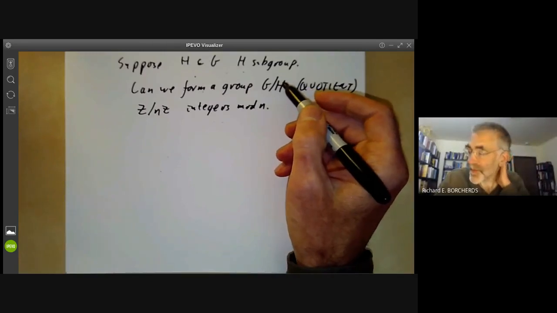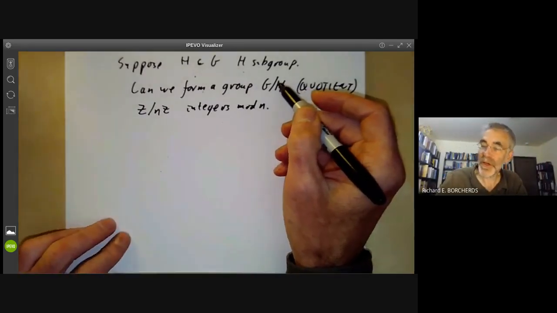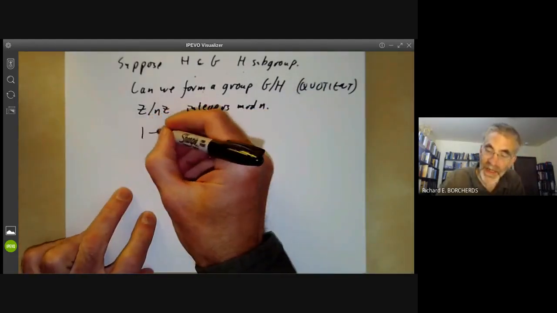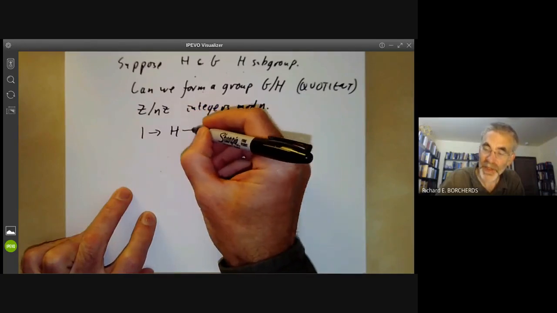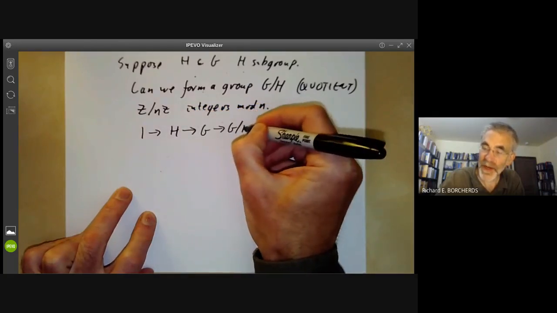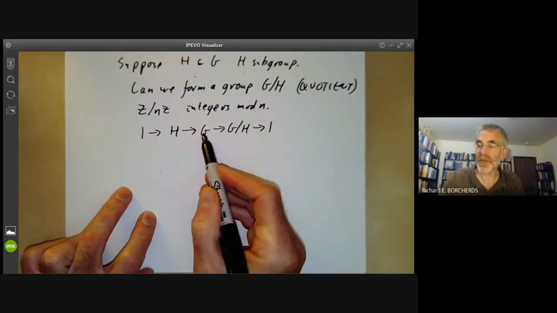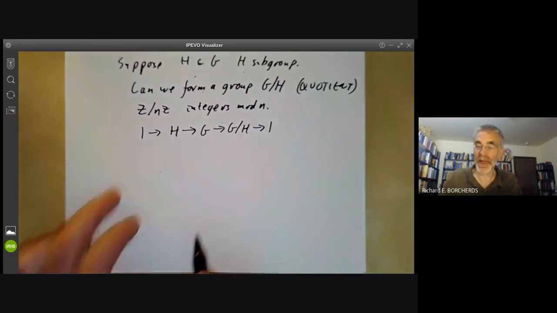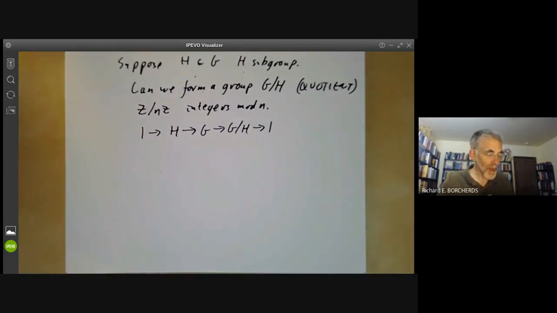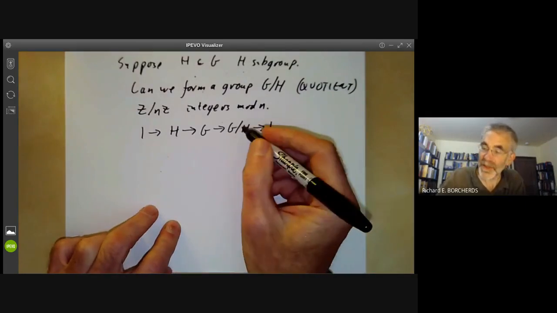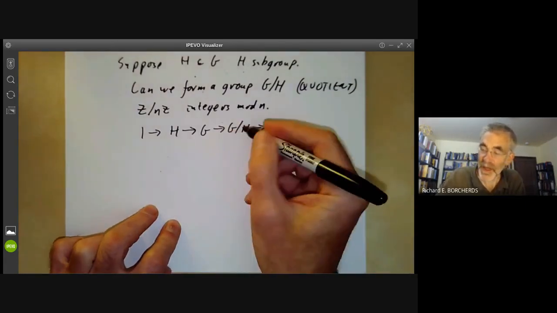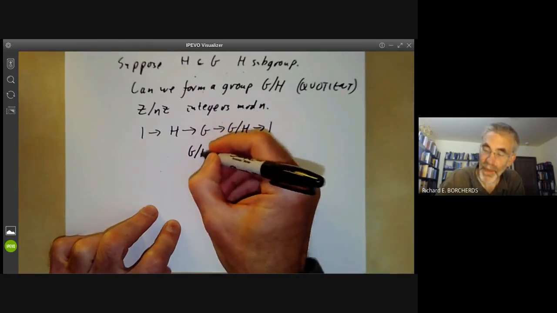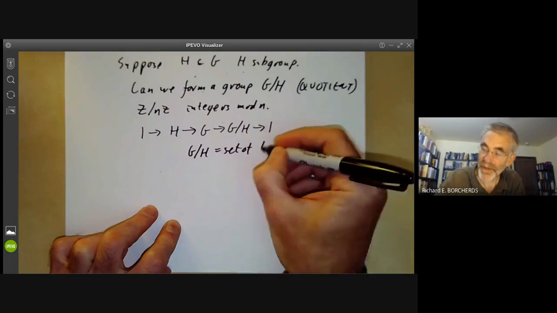Well, we should get an exact sequence: 1 goes to H, goes to G, goes to G over H, goes to 1. So this means G should have a homomorphism onto this quotient group, and the kernel should be exactly H. Well, you can see from this that the only serious possibility is to take the elements of G over H to be the set of left cosets of H.